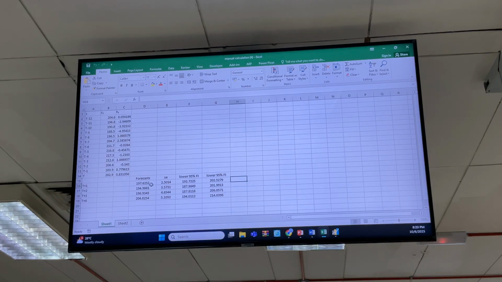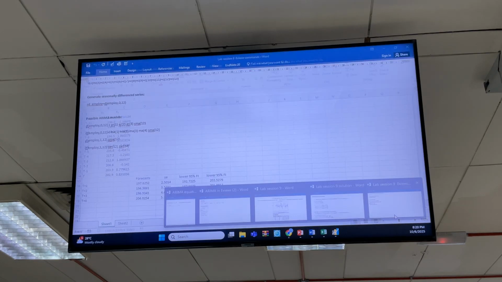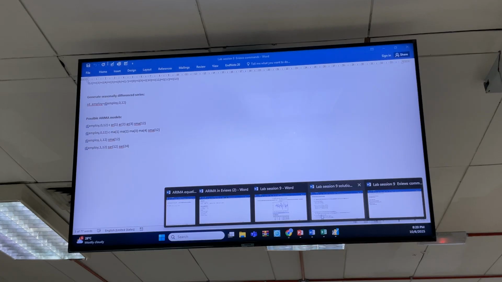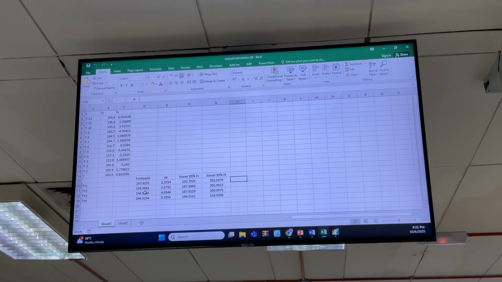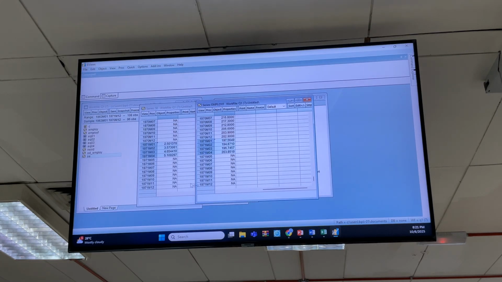You notice that the answer given here in the Word file is actually the value taken from EViews. But if you calculate manually, you get slightly different values. You can see that the one produced in Excel is slightly different. For example, for step ahead 4 you calculate manually 204, but in EViews just now it was 203 or something. It is slightly different because of the rounding of decimal places.